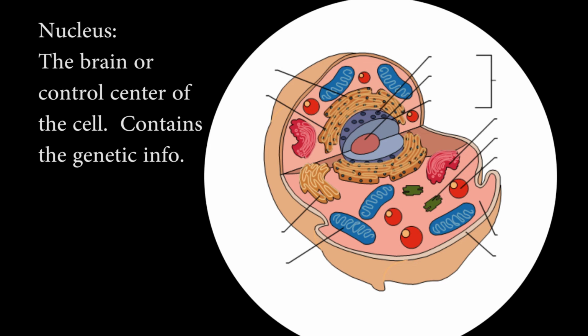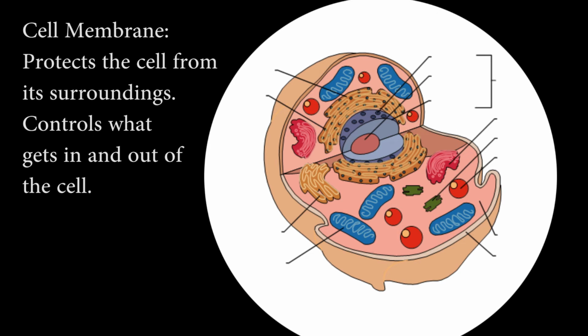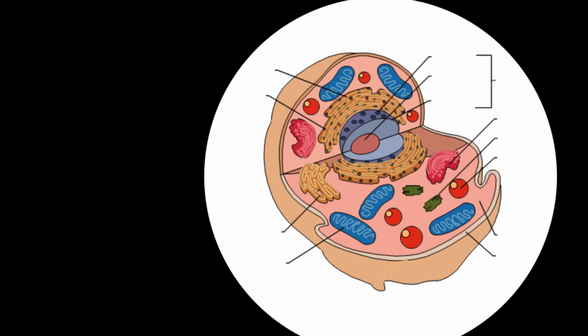The next structure we're going to look at here is the cell membrane, sometimes called the plasma membrane. And the cell membrane, or the plasma membrane, surrounds the entire cell. Now, it's a semi-permeable structure, which means that certain things can pass through it and other things can't. You can think of the cell membrane as the gatekeeper of the cell. It's going to control what gets in and what gets out. So it's a very important structure. It really separates the cell from the outside environment.